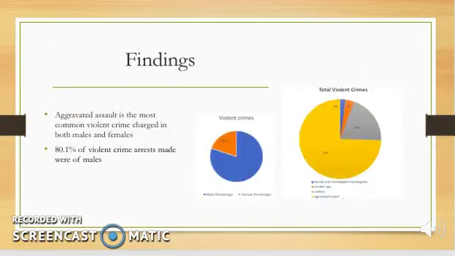By looking at the data, I was able to explain that aggravated assault is the most common violent crime charged in both males and females. And as you can see here, 80.1% of violent crime arrests made were males committing these crimes. And if you see here, this is where it shows that aggravated assault is the most common violent crime.